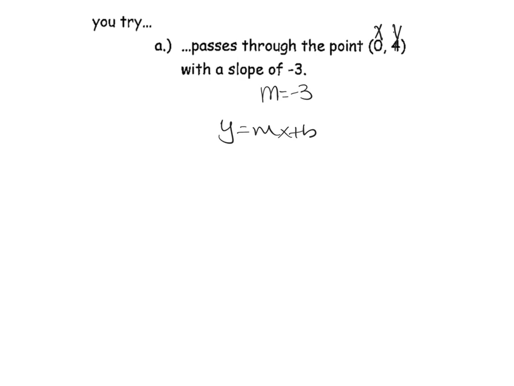My y I know is 4. M is negative 3. What's my x? 0. And then we don't know what b is. So 4 equals negative 3 times 0? 0. Plus b. What's 0 plus b? B. So b equals 4. Am I done? No. What do I have to do?